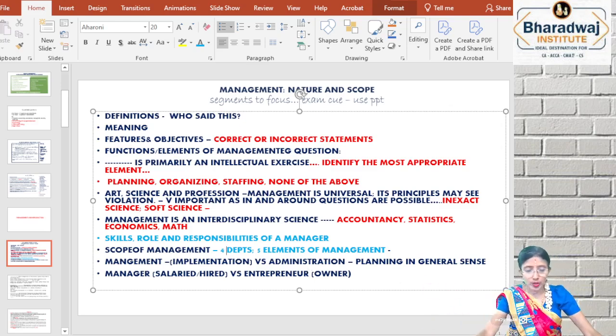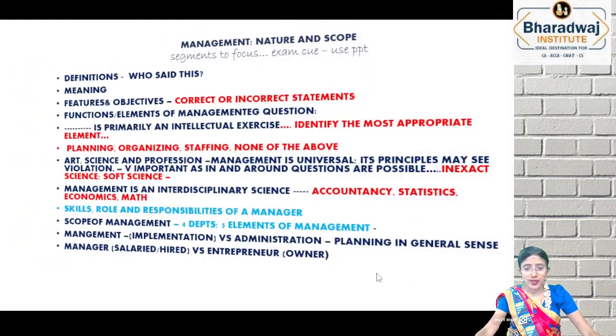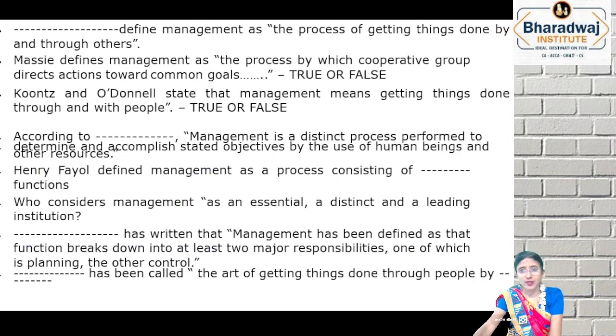Okay. With this small input, we are going to start the exercise. Try this. Control. Dash defines management as the process of getting things done by and through others. Name of the expert you have to do. Dash defines management as. See, these are all exercise questions. Next type of question, see, these are all called model questions.